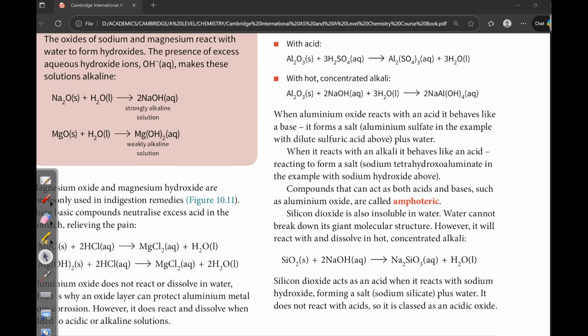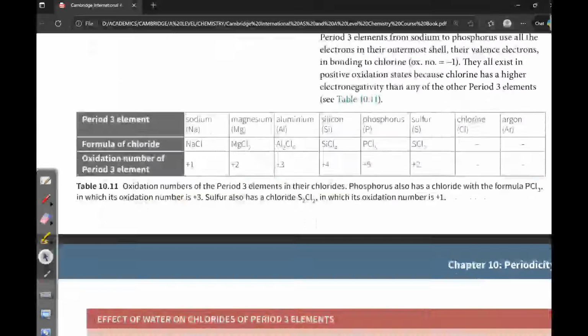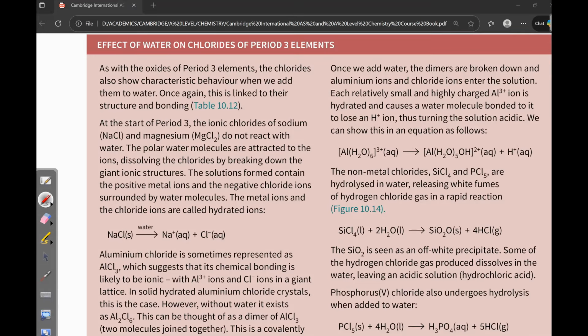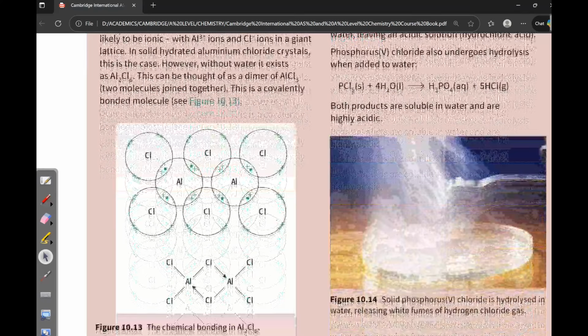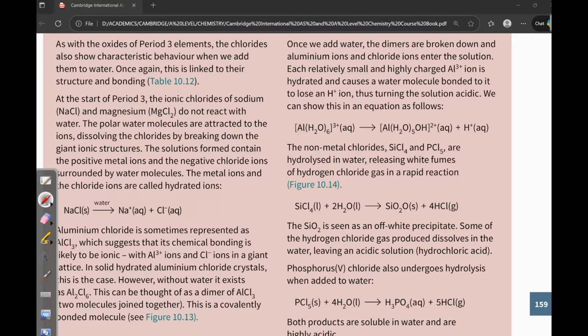Now I want to show you how aluminium produces an acidic reaction. That is around here. When it dissolves, this one is coming from the dimers, aluminium chloride. When you dissolve it in water, it is going to break down that dimer, and then we have the aluminium ion in water. So the aluminium ion is not going to be just like that. It is going to have 6 water molecules around it. Now look at the explanation here.